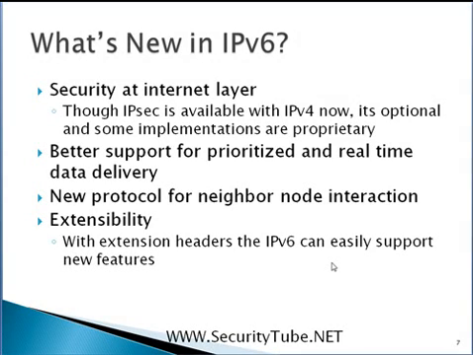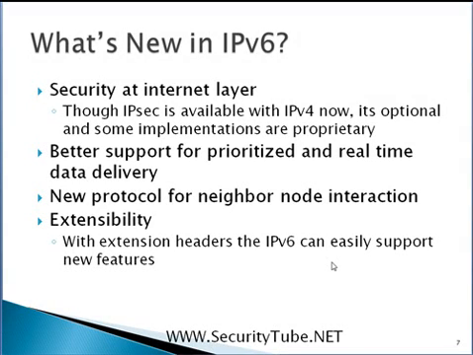Another important feature with IPv6 is security at the internet layer. Though IPsec is available with IPv4 now, it's optional and some implementations are proprietary. With IPv6, internet layer security is mandatory, and the internet layer will be more secure than IPv4. With IPv6, better support for prioritized and real-time data delivery is guaranteed with the help of the flow label field as well as the type of service field, which was only 8 bits in IPv4, while here it is 16 bits. So better control over prioritized and real-time delivery is guaranteed in IPv6.